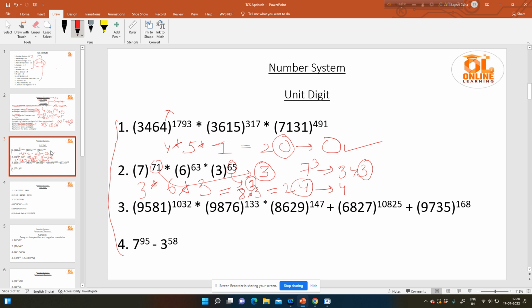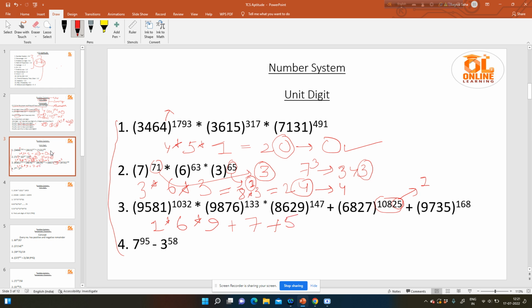Okay, easy. Now let us solve the next question. 9581 to the power 1032. 1 to the power anything is 1. Easy. 6 to the power anything is 6. 9 to the power, there is an odd number. We know 9 to the power odd is 9 itself. Then plus 7 to the power 10825. As the power contains 5 digits, we will only take the last two digits. So if we divide 25 by 4, what will be our result? 1, right? Remember, so 7 to the power 1 will be 7. Now 5 to the power anything is 5 only.